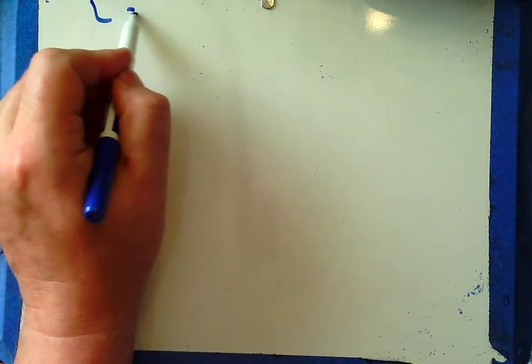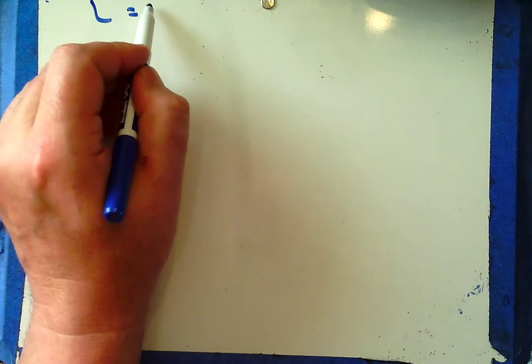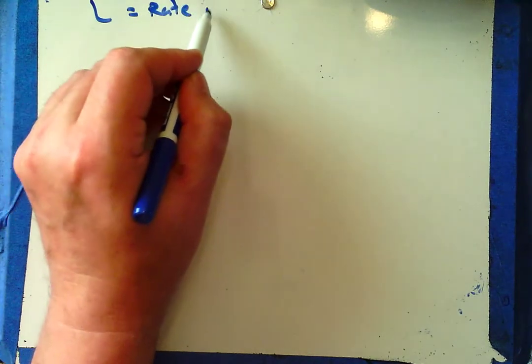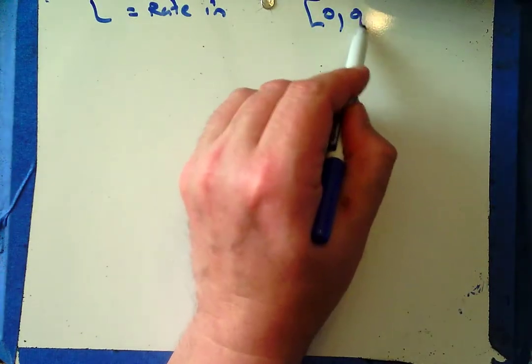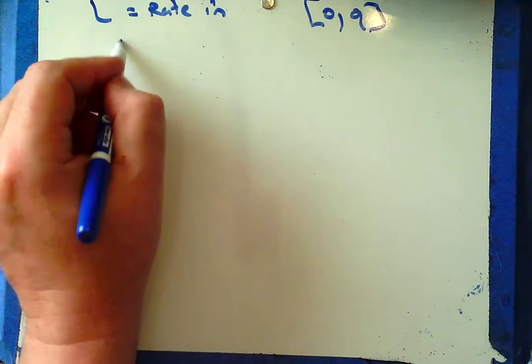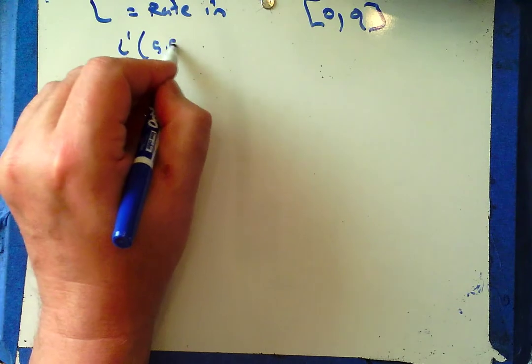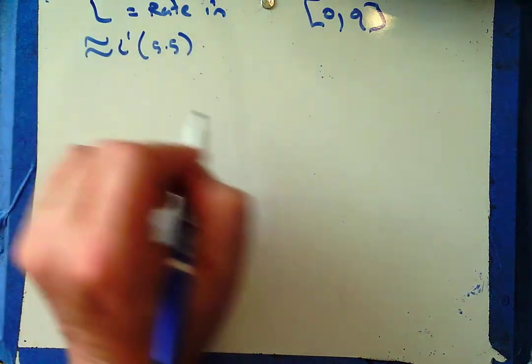So L equals the rate in, on 0 to 9. And we're given this in a table. So we're probably going to do some kind of Riemann sum at some point. Various times. Use the data to estimate the rate at which people enter the line at 5:30, at 5.5. Well, they want L prime of 5.5, except they want me to approximate that.